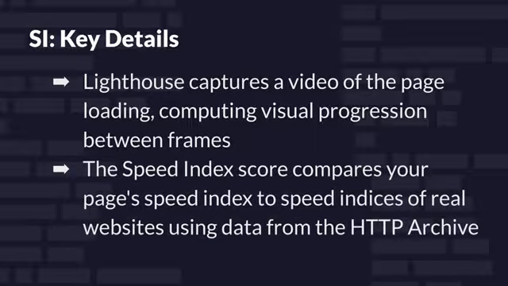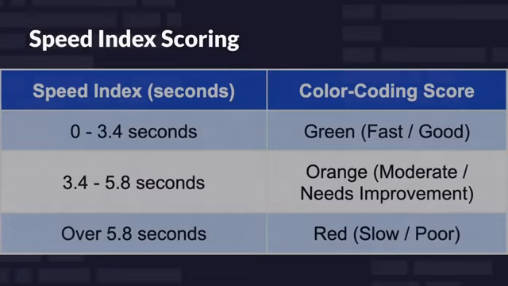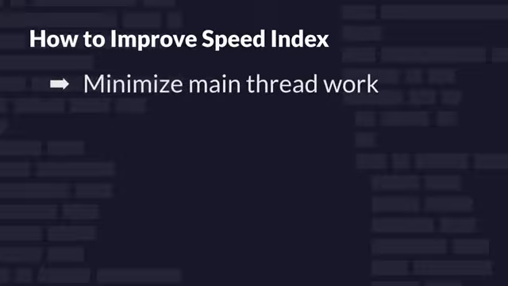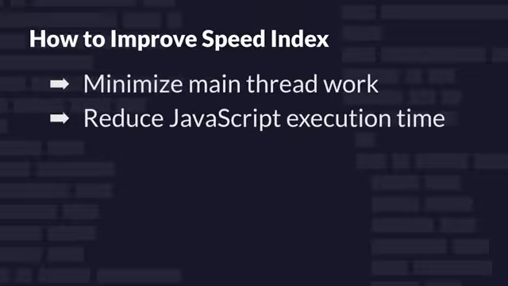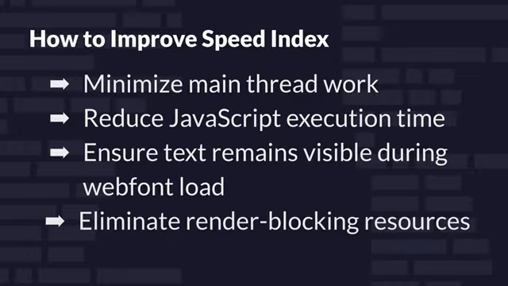How is it measured? The speed index score is a comparison of your page's speed index and the speed indices of real websites based on data from the HTTP archive. It is not a web core vital. Here are some things you can do to improve speed index. Minimize main thread work, reduce JavaScript execution time, ensure text remains visible during web font load, eliminate render blocking resources.